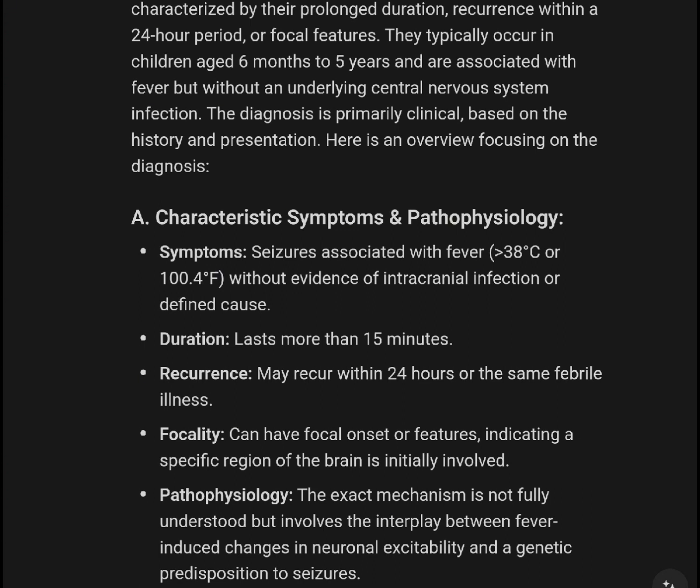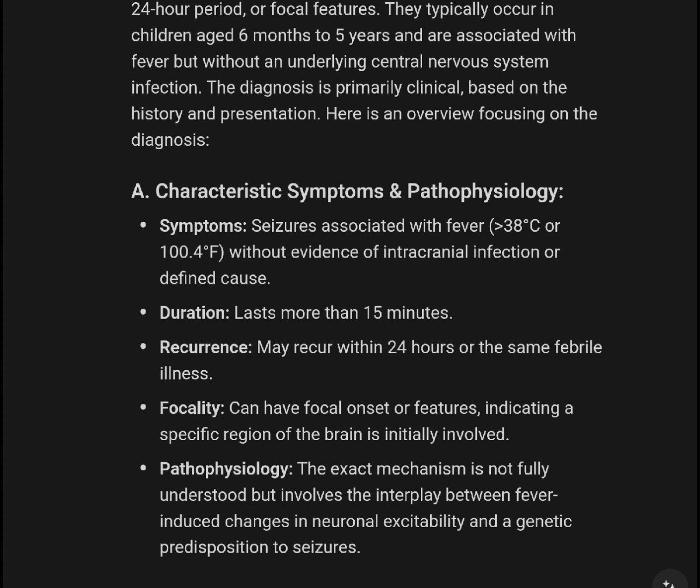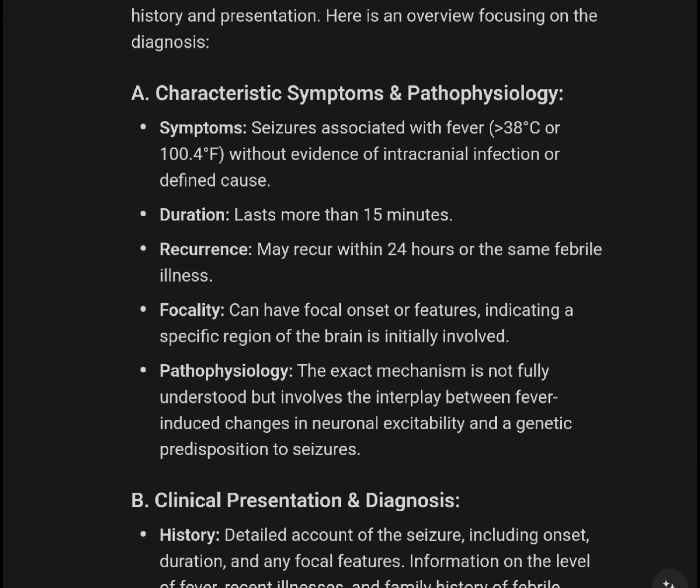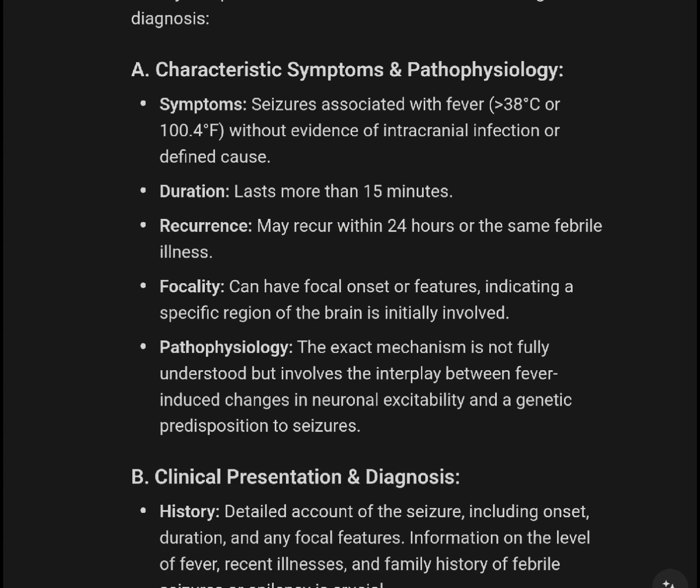Characteristic symptoms and pathophysiology. Symptoms: seizure associated with fever, 38 degrees or higher, without evidence of intracranial infection or defined cause, and duration more than 15 minutes. Recurrence may occur within 24 hours in the same febrile illness. Focality: people can have focal onset or features indicating a specific region of the brain is initially involved. Pathophysiology: the exact mechanism is not fully understood, but involves interplay between fever-induced changes, neurological excitability, and a genetic predisposition to seizure.